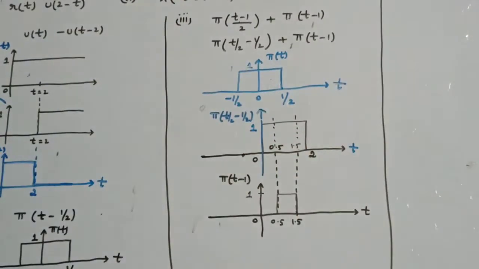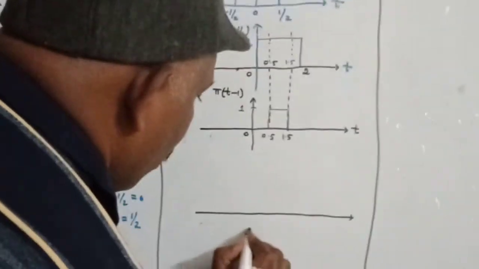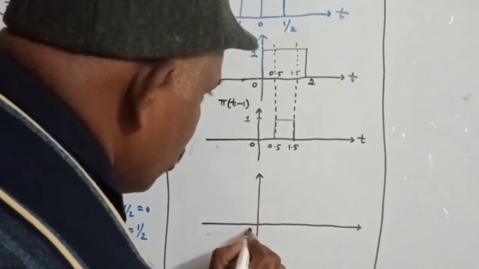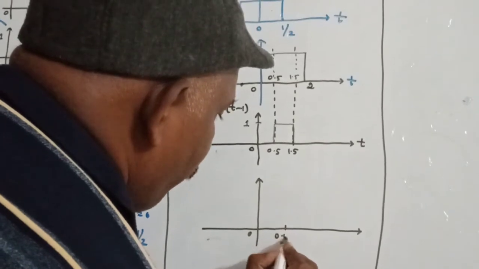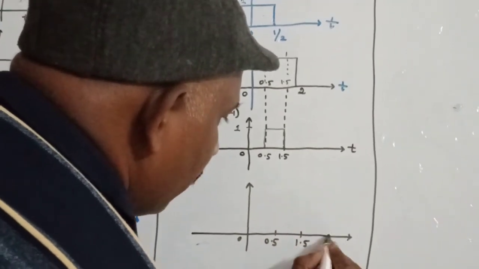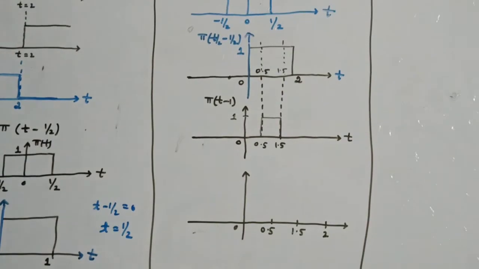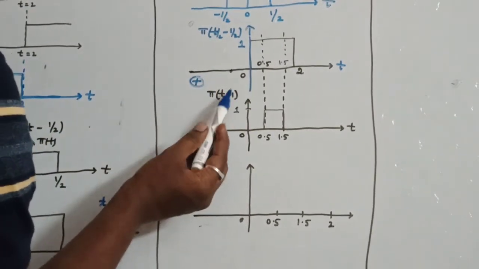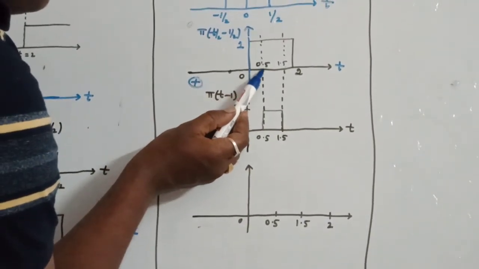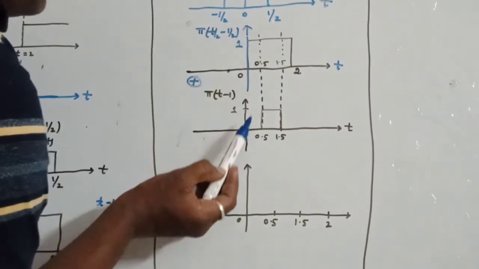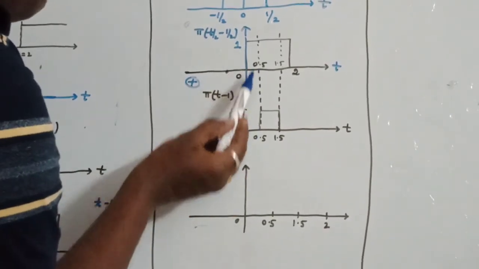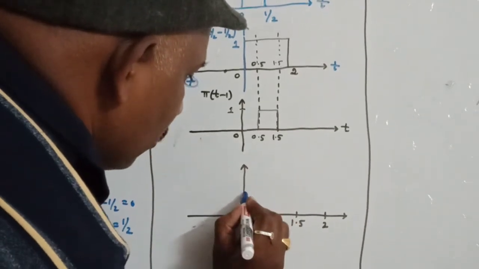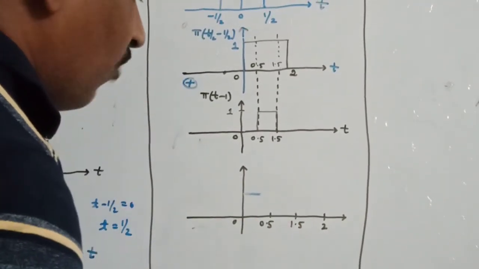Simple addition. So step plus step is step. So let us draw. I am extending it to show it big. So 0, 0.5, 1.5, 2. During the interval, you are adding both these signals, pi of t by 2 minus 1 by 2 plus pi of t minus 1. During this interval 0 to 0.5, its amplitude is 1 and the other's amplitude is 0. So 1 plus 0 is 1. So during this interval the amplitude of the signal is 1.